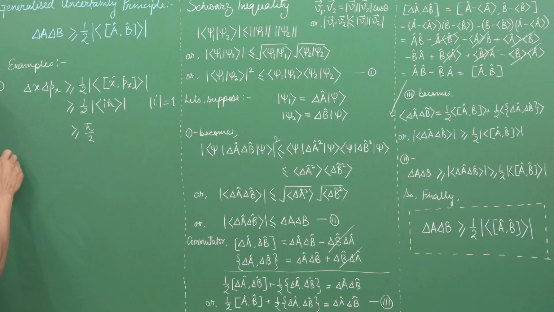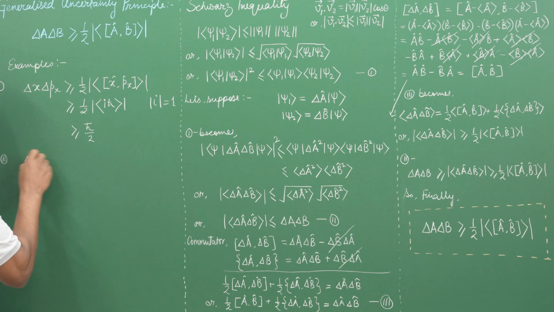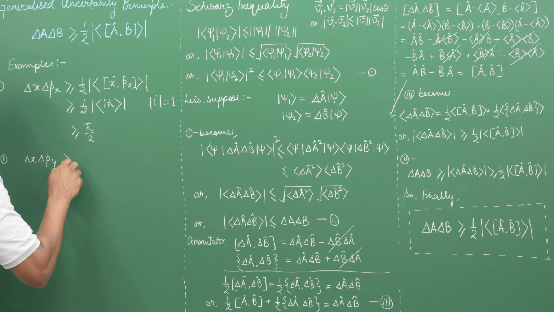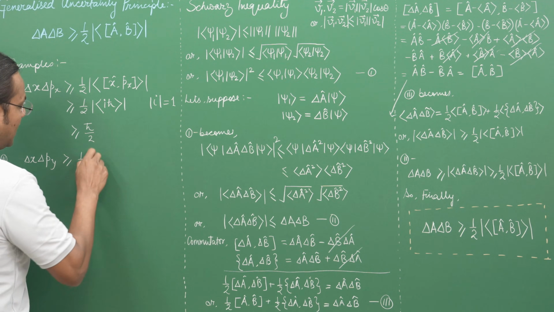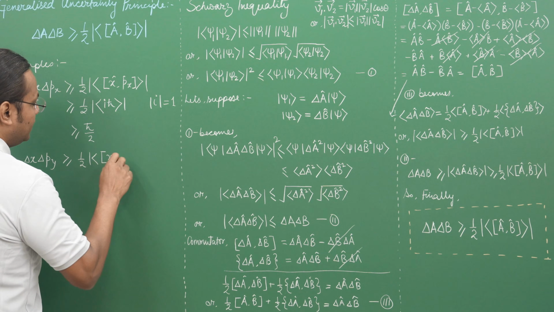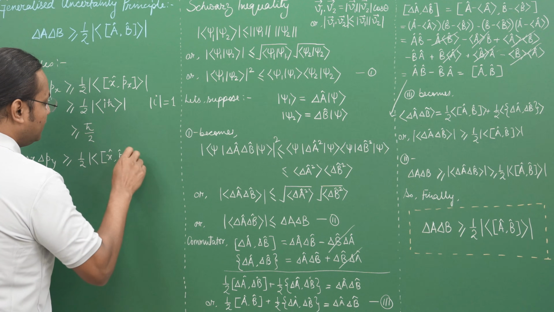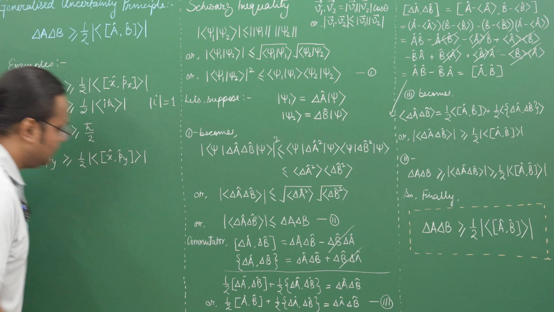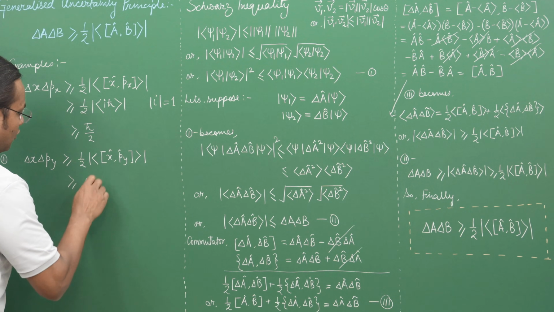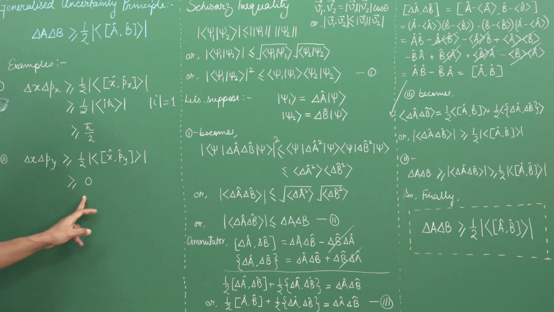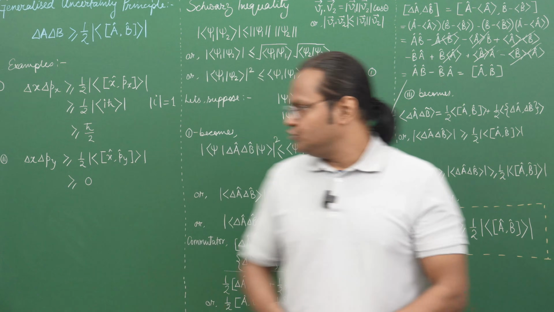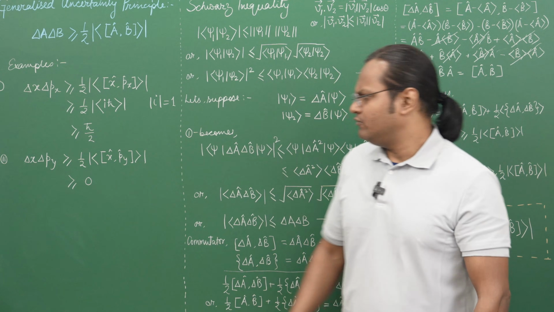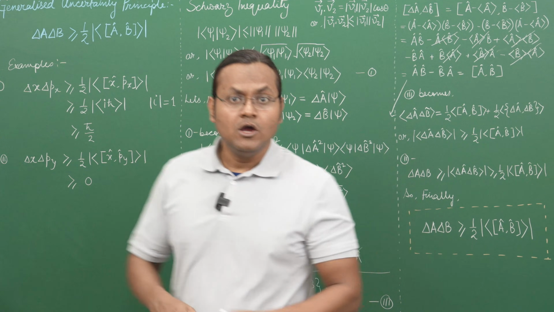If I do the same with, let's suppose, del x and del p y, here I'm taking del x and del p y. This will be half mod of the commutator of x and py. Do you know the commutator of x and py? It is 0. So therefore, this is equal to or greater than 0. It means nature puts no limits on the measurement of the x position and the measurement of the y component of momentum. There is no uncertainty relationship whatsoever.